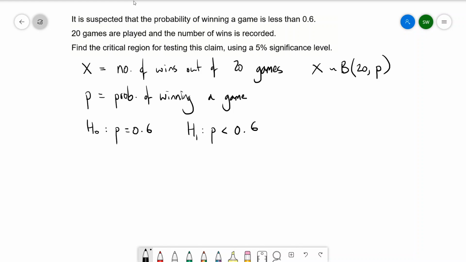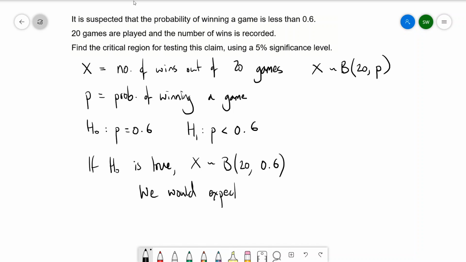So what we're going to say is, if H0 is true, and the probability is just 0.6, then X will follow a binomial distribution, 20 trials, and the probability will be 0.6. And it's worth noting at this point that we would expect 20 times 0.6 wins, 60% of 20, which is 12 wins. So basically we would expect X to be around about 12 if H0 is true.